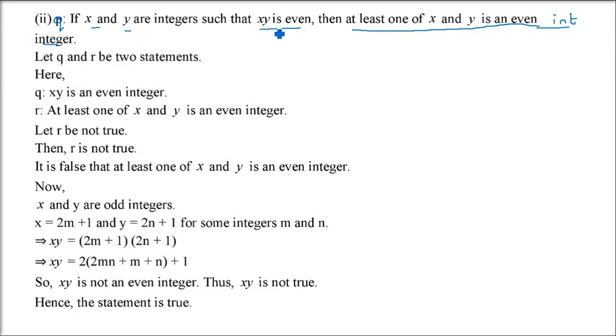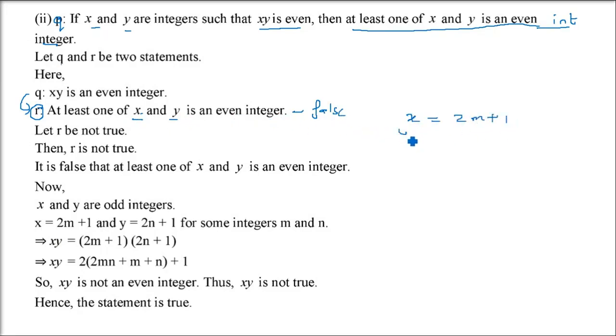So first, let r not be true. Assume the contrapositive. So let us say r is not true, that is, at least one of x and y is an even integer is false. We assume it purposefully: if this is not true, then x and y are odd integers. We assume that they are not even, they are odd integers, contrary to what is given. We are taking the method of contrapositive.